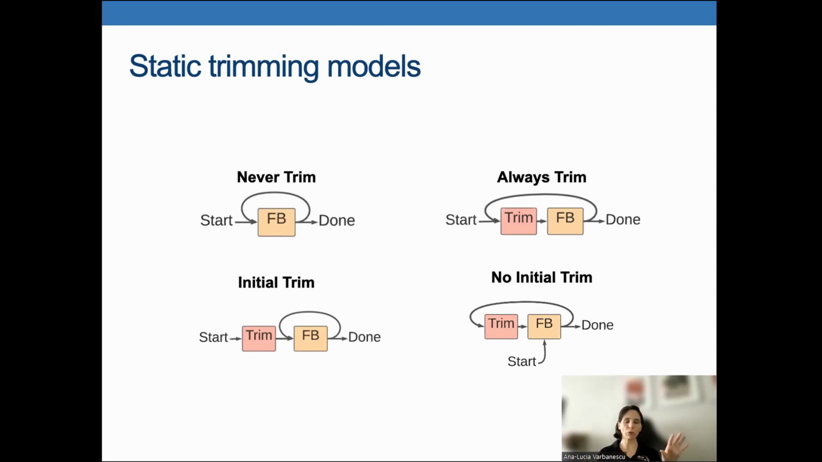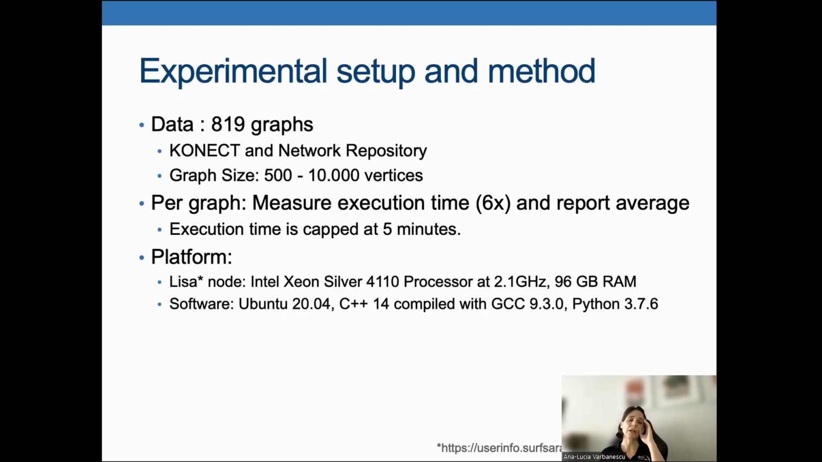We never trim. We always trim before we apply the forward-backward. We look for trivial components and trim them out. We trim once in the beginning, or we trim once after the first iteration. So this gives different versions of trimming strategies, and of course, as you probably expect, this will give different performance depending on the input graphs.